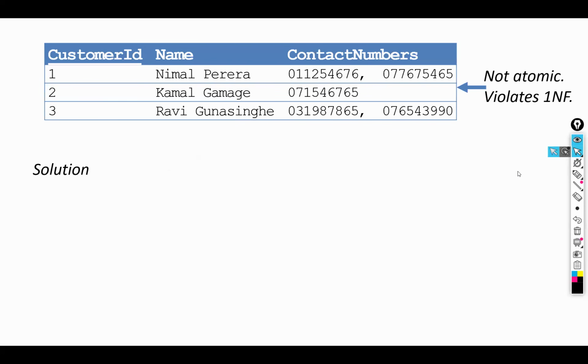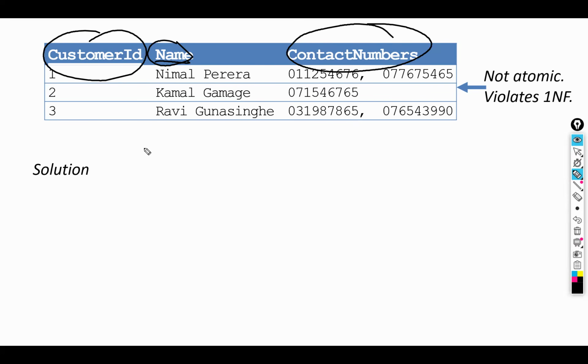So this is a table someone has designed: customer ID, name, contact numbers. Obviously customer ID is atomic. You can't have two customer IDs for one customer. Name, let's assume you don't have two names.